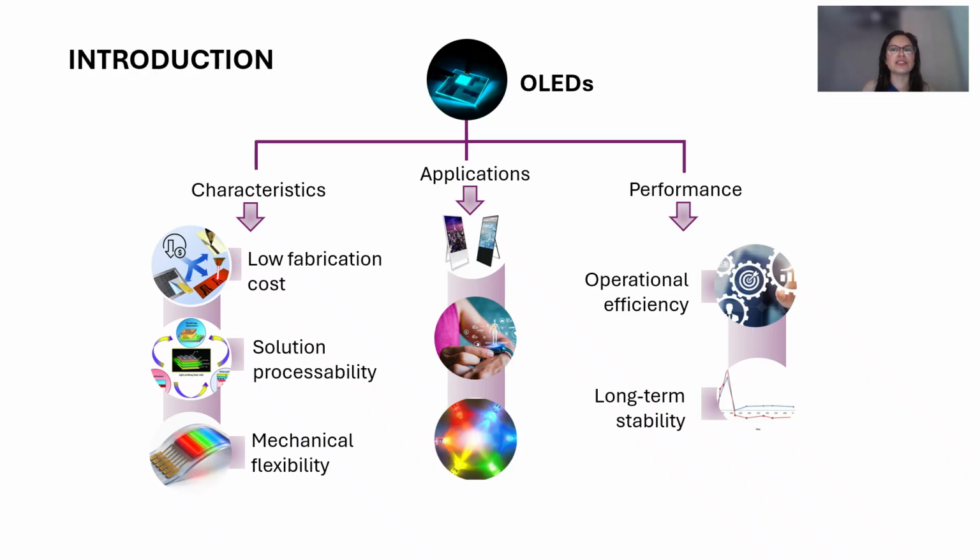The main characteristics of OLEDs are based on their ability to emit their own light pixel by pixel. This eliminates the need for a backlight source. Some of its standout features are low fabrication cost, solution processability, and mechanical flexibility. On the other hand, OLEDs are mainly used in displays and light-emitting systems. Its key applications include smartphones, high-end TVs, and decorative lighting panels. The performance of these devices stands out for their operational efficiency and long-term stability.